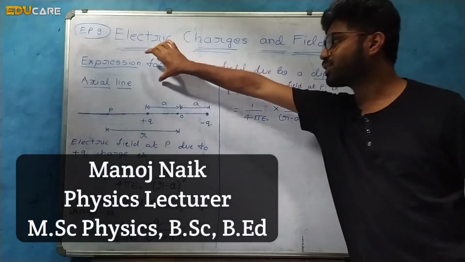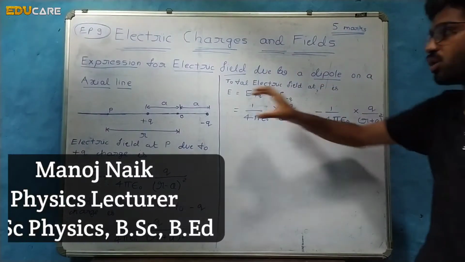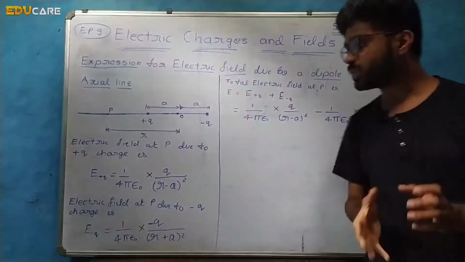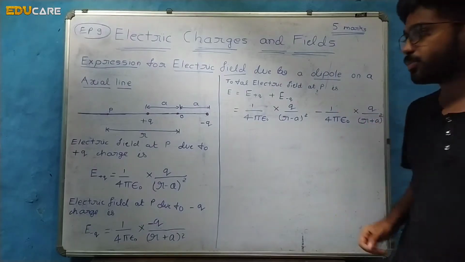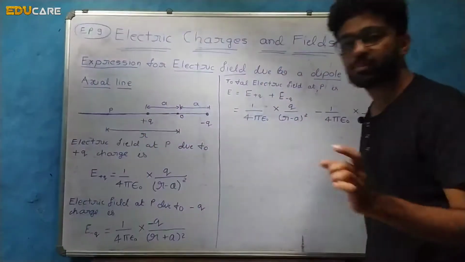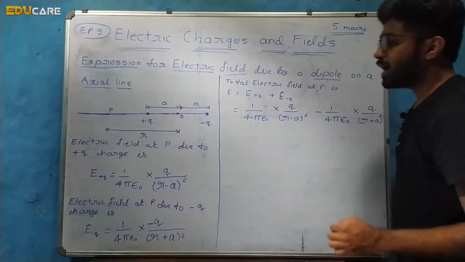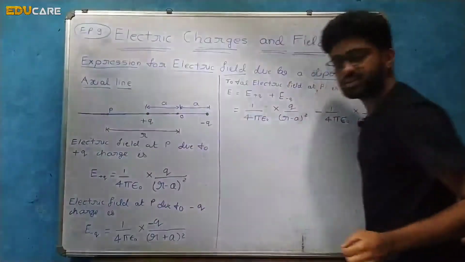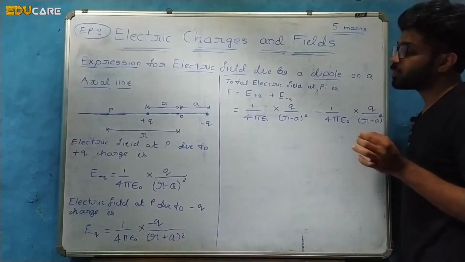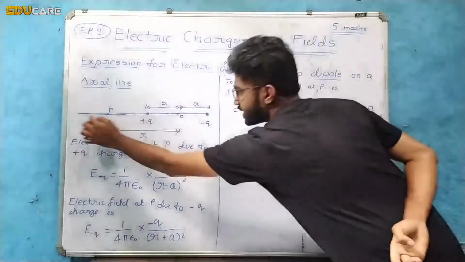Today we are discussing the concept of the expression for electric field due to a dipole on an axial line. Means we are calculating the electric field due to a dipole on the axial line. A dipole has two charges, one positive and another negative, and the line joining the positive and negative charge is called the axis, and we are calculating the electric field due to this dipole on this axial line.